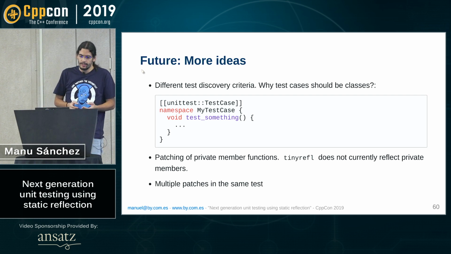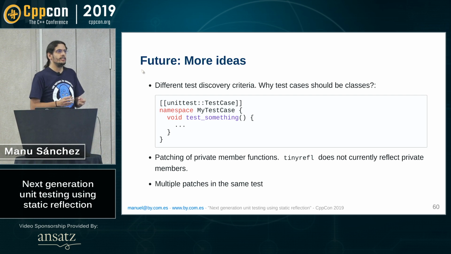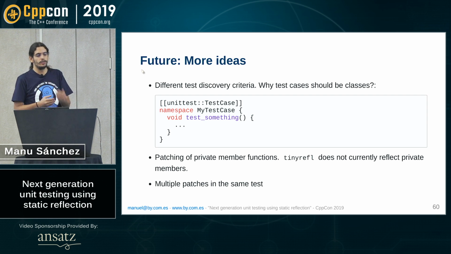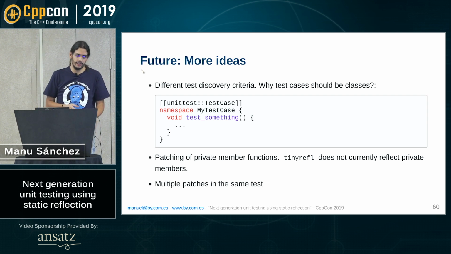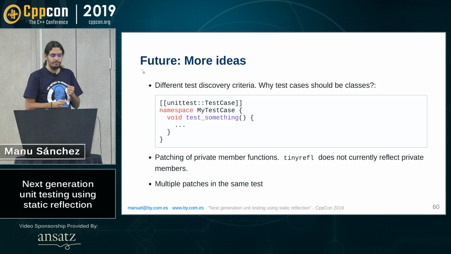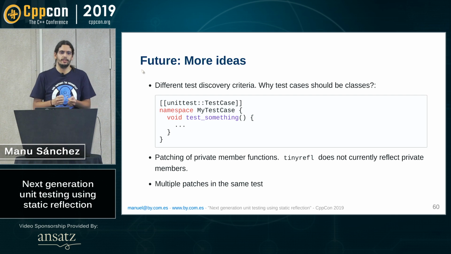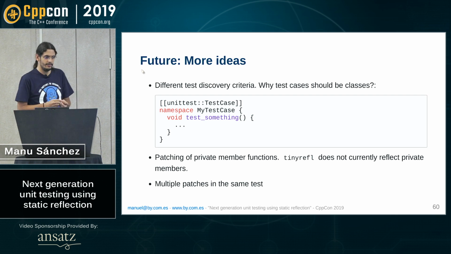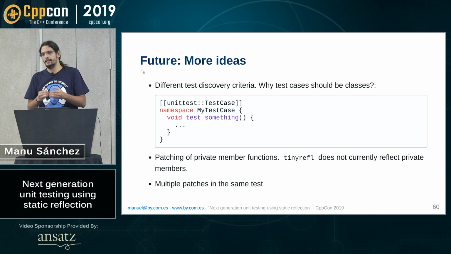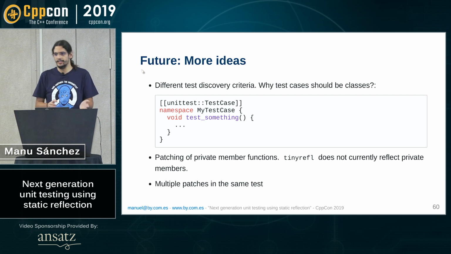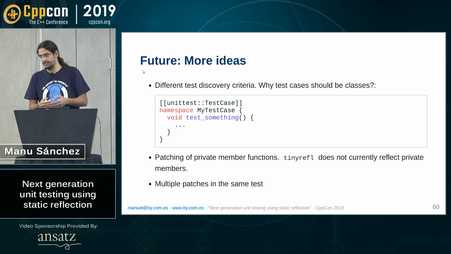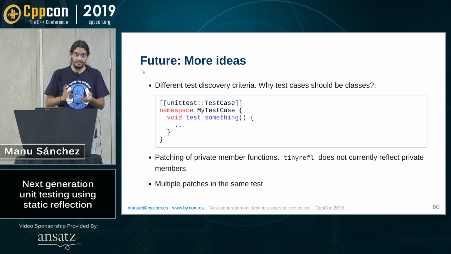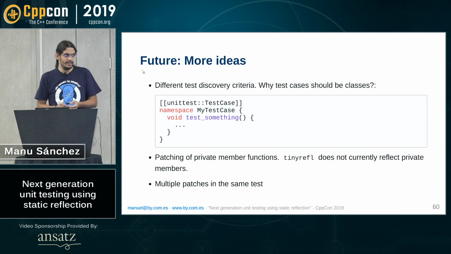Okay? I would like to implement mocking of private functions. Currently, I cannot do this because tinyrefl doesn't know how to reflect private members of a class. Actually, I have found a way to get the pointer to a private function in a context that is not a friend of this class. So maybe there is a trick. If anyone has an idea, I'm completely open for ideas.